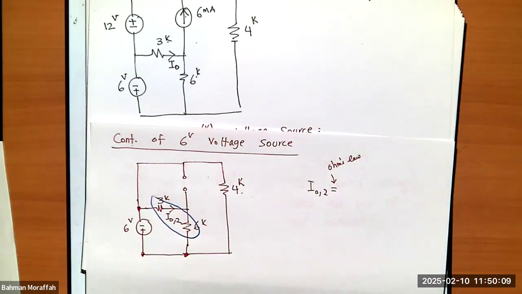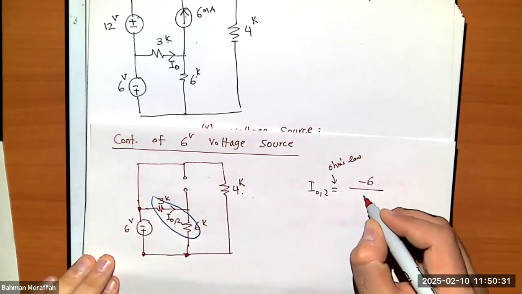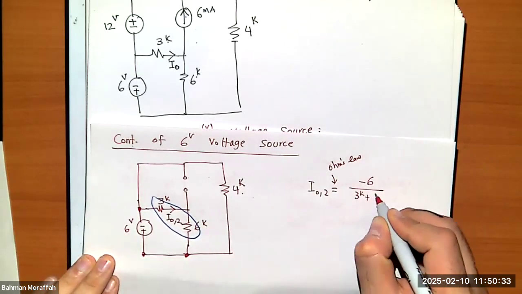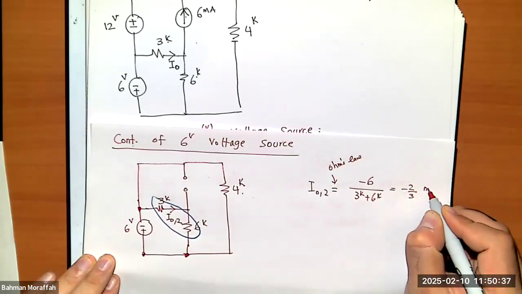So what is it? What is I02? It's whatever voltage across it divided by the value of the resistor. What is the voltage across it? What is it? -6 volts. So this is -6 divided by 3K plus 6K, which is minus 2/3 milliamps.